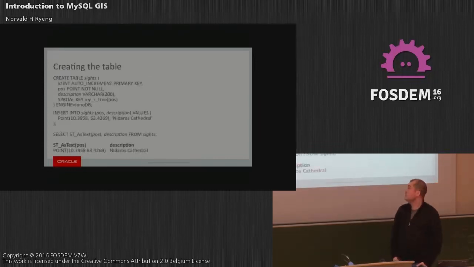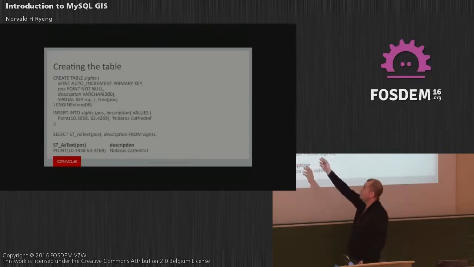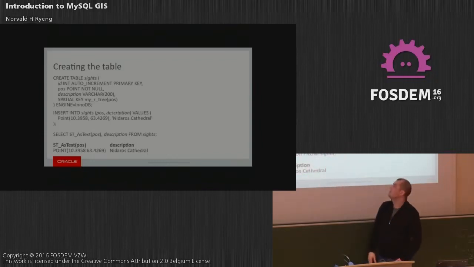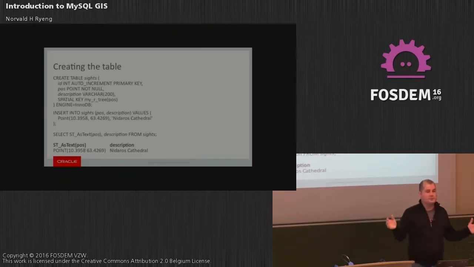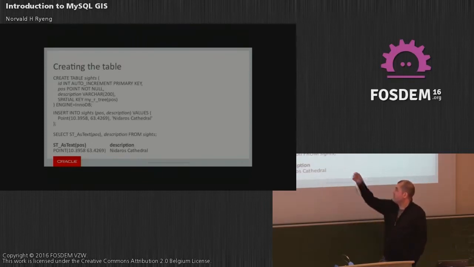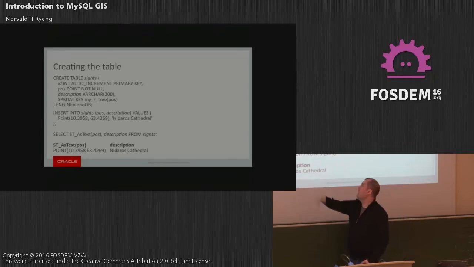I'm creating a table called sites. My ID is an integer, it's auto-incremented, and it's a primary key, which means this table is going to be indexed by that key. I have position, which is of type point, which means if I have a park, I would pick one point for that park, not a whole polygon. If I wanted to have both points and polygons, I would have to pick the geometry type for that column. The description is just a string, and I have a spatial key, which is a spatial index; we write SPATIAL KEY, and there are synonyms as well. I call it my R-tree, and it's an index over the position column.